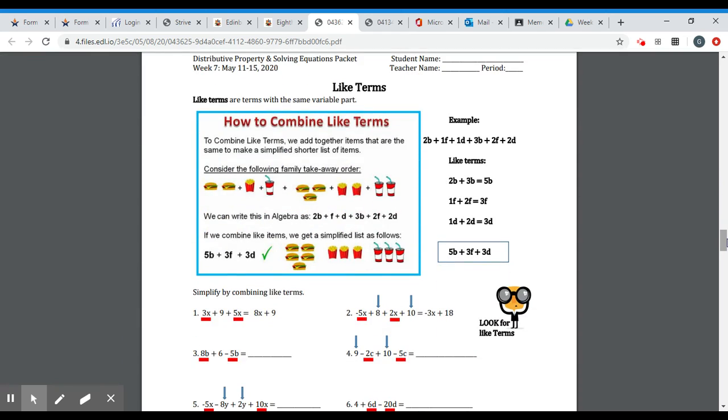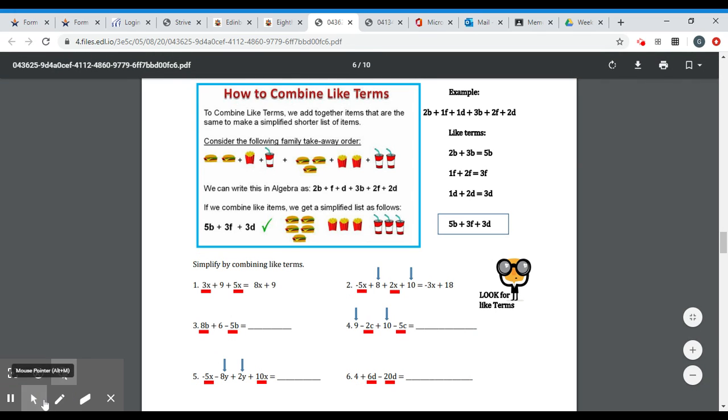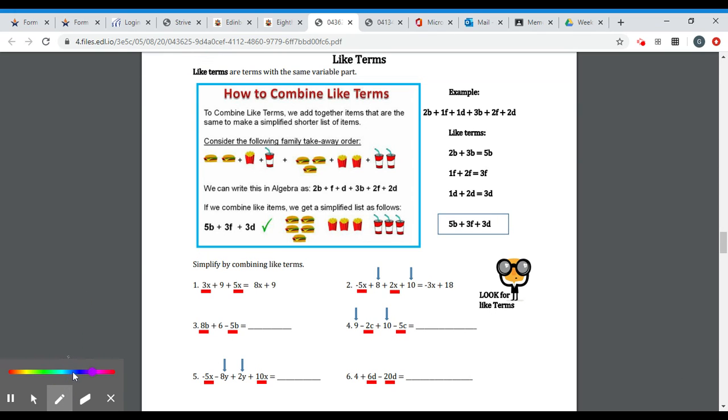Now here's the other part: combining like terms. Combining like terms, just as it sounds, means you're putting terms together that are the same. Let's look at this picture right here so that we can understand. It says I have 2 burgers, some fries, and a drink, and I'm going to add 3 burgers, 2 fries, and 2 drinks. Well, I cannot combine things that don't go with each other.